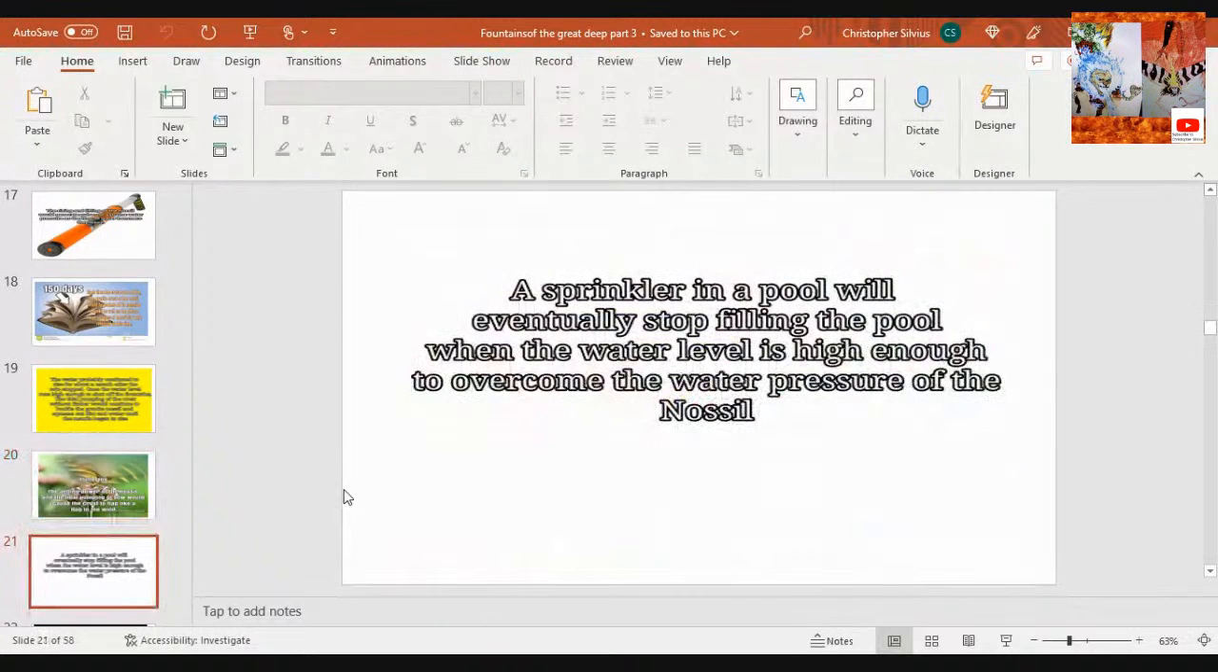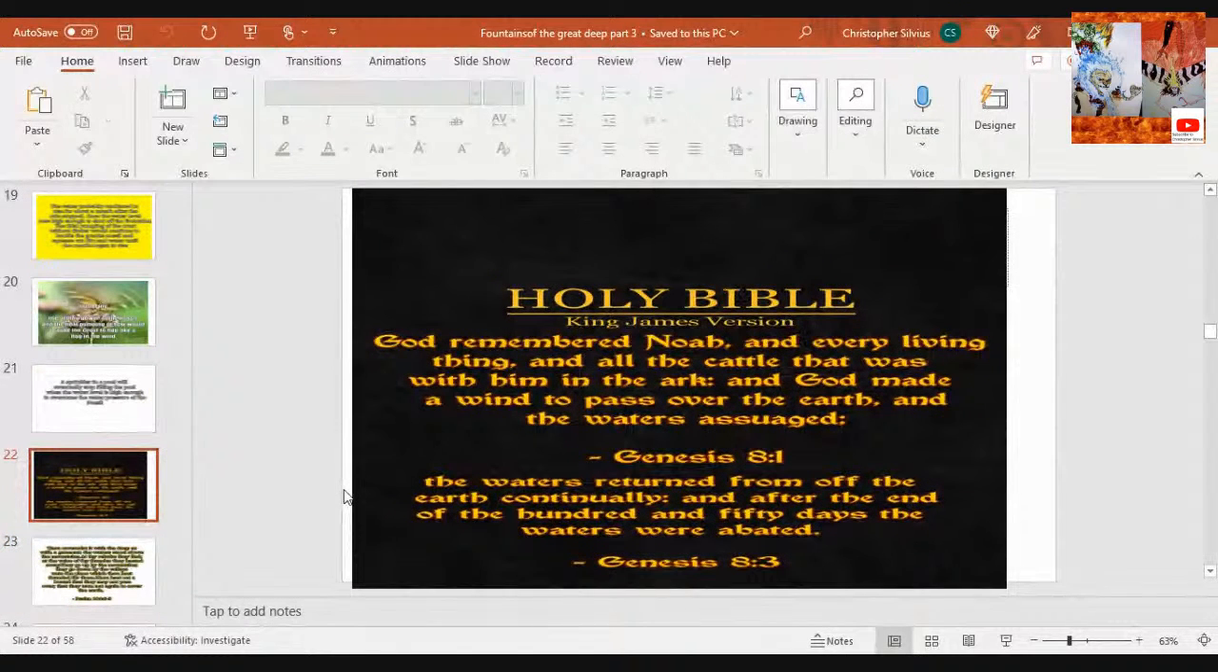So again, a sprinkler in a pool will eventually stop filling the pool when the water level is high enough to overcome the water pressure of the nozzle. So that will eventually happen, but that would take a lot of pressure. So even dealing with a sprinkler, I would say, well, maybe not a sprinkler, but I guess you get the point. Here we go. Genesis 8:1.